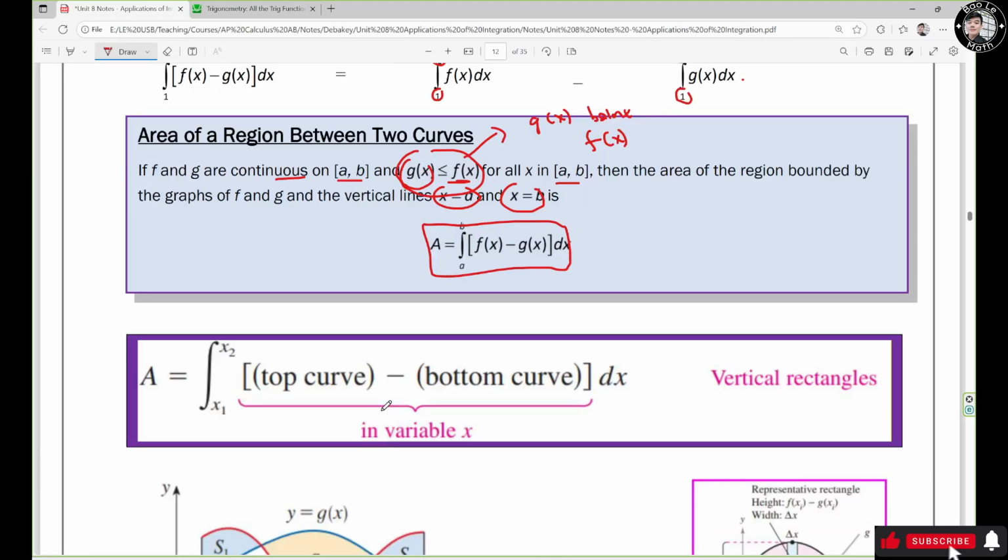Here's the easy way for you to memorize the formula. The integral from x1 to x2, take the top curve, subtract the bottom curve, with respect to x. Keep that in mind.